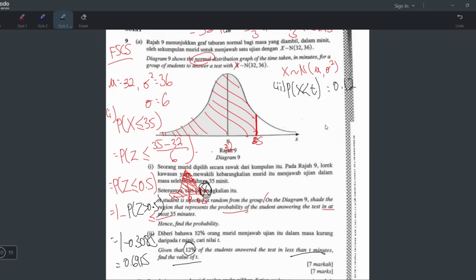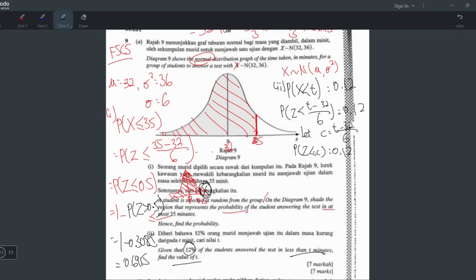Okay. But of course the first step still has to be changing to Z. So how to change to Z? Z smaller than (T minus mean) divided by standard deviation, which is (T minus 32) divided by 6. Usually when I reach here, I will always teach my students, if you can't do the inside, you let C equal (T minus 32) over 6, because you don't know the value of T, so you cannot calculate. So I let C equal that, so now it becomes P(Z smaller than C) equals 0.12, and now you are trying to find C, right?